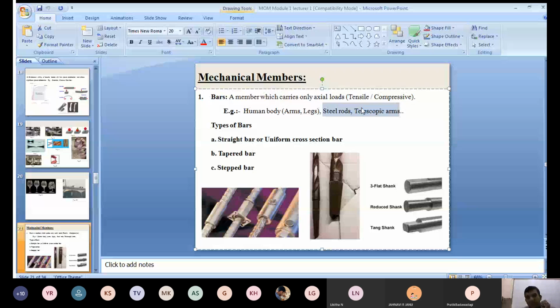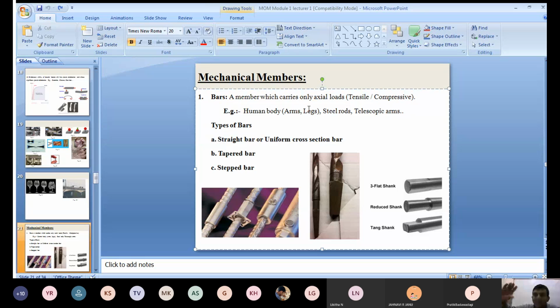Okay. Telescopic arms are what we use in lifting vehicles, in cranes. You can see the telescopic arms, right? Or to observe objects like the stars and moons, we use a telescope, right? How do you fix it? We extend those arms, right? What type of load is acting on the component here? Axial load, right? Those are also called bars.